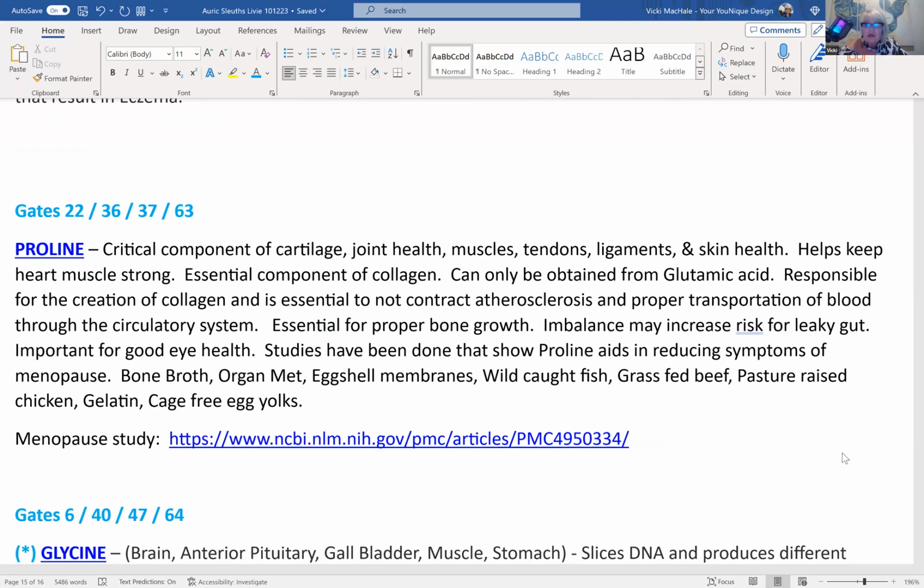It's cartilage, joint health. I don't know if she has any problems with muscles, tendons, ligaments, skin. It's an essential component of collagen, essential for proper bone growth. Imbalance may increase risk for leaky gut. So it's very important that she eats in accordance with her body. And it aids in reducing symptoms of menopause, and is important for good eye health. You could do more studies. If you want to go on my website and order an actual written out chart, go ahead and do it, and I'll get into this more.